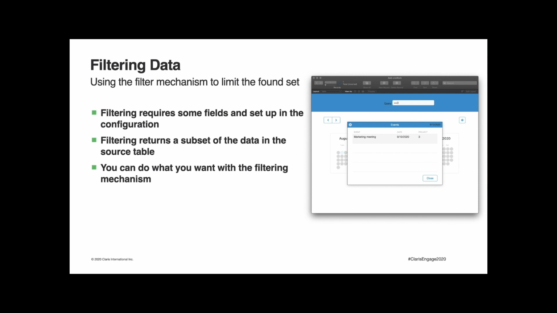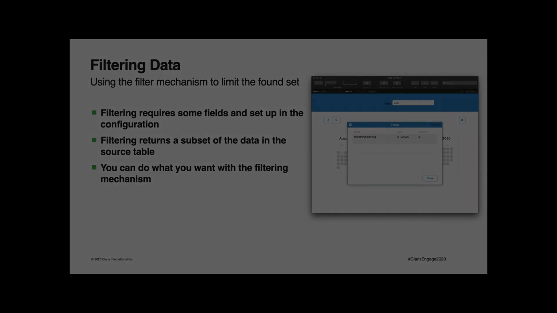And what it will do is it will return a subset of the data from the source table. So instead of, say, the Kanban board returning all of the data from that table, you can filter the found set to be just the records for employee Jeremy, for example. You can pretty much do what you want with this filtering mechanism, and I want to show you exactly how that's done. So let's go take a look.